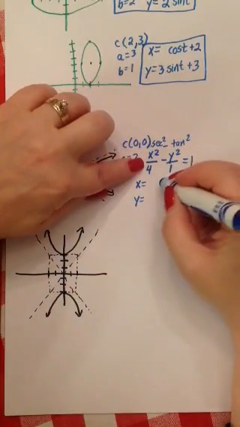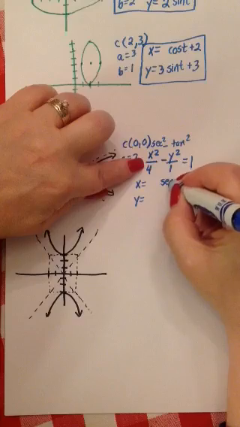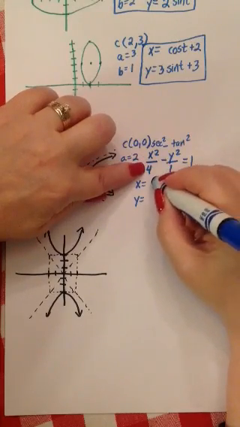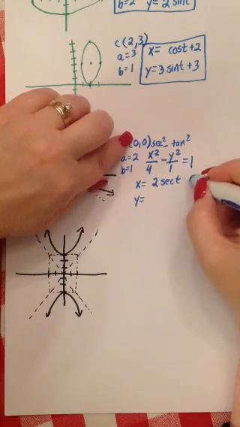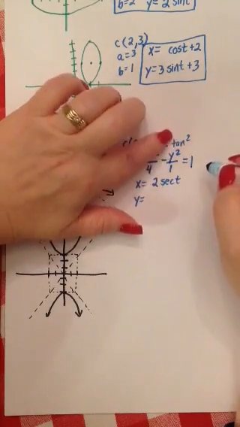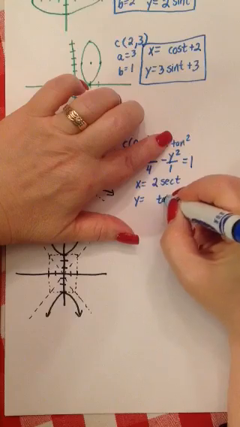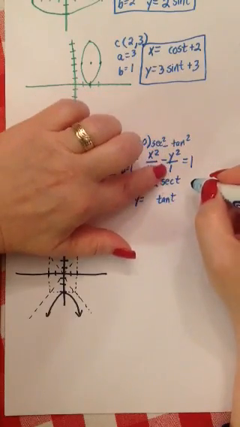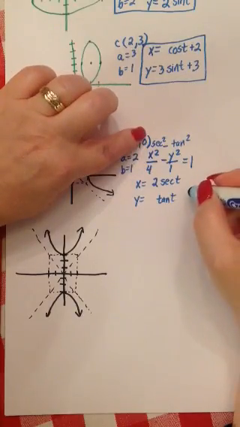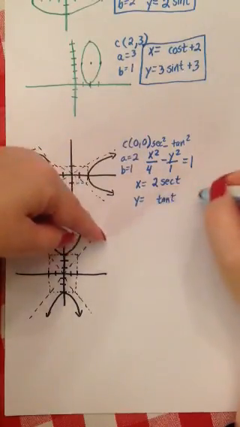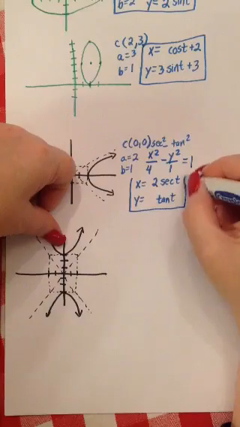Secant's going to go with the x, so you write secant of t. Square root of 4 is 2. The x portion of the center is 0, so you don't have to really write anything. Tangent goes with y, so tangent is your trig function here. And the square root of 1 is 1, you don't really have to write a 1. And the y portion of the center is 0. So this just comes out to be just like that.